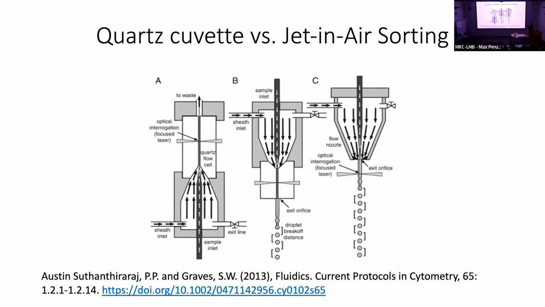And when I say interrogation point here, I should make a point of talking about how we use various different lasers. It's not just one laser; we can actually use anywhere from 1 to even 9 different lasers. So it really gives you a lot of flexibility in terms of the fluorescent readouts that you would like to take.